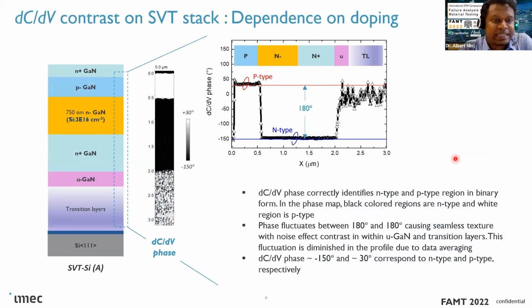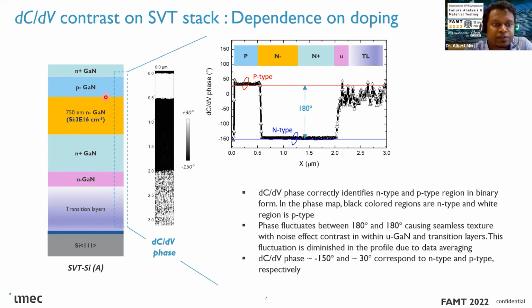So first, we wanted to see what we are looking at to understand the contrast. So we start with one of the stacks, silicon doping 1E16 order, 750 nanometer thickness of the drift layer. And this is the dC/dV phase. First, we confirmed that we can easily see P-type doping because it appears quite white here. And if we look at the dC/dV phase profile, we always get a phase of around 30 degrees there.